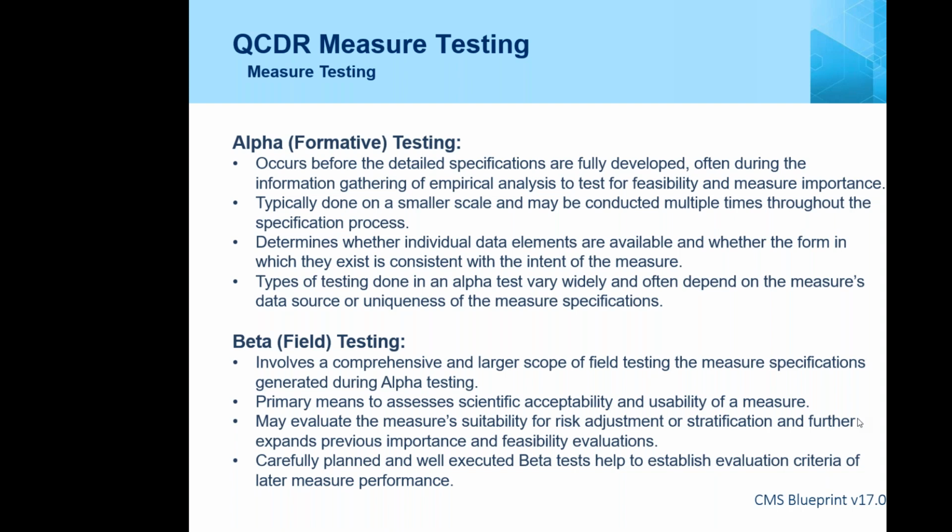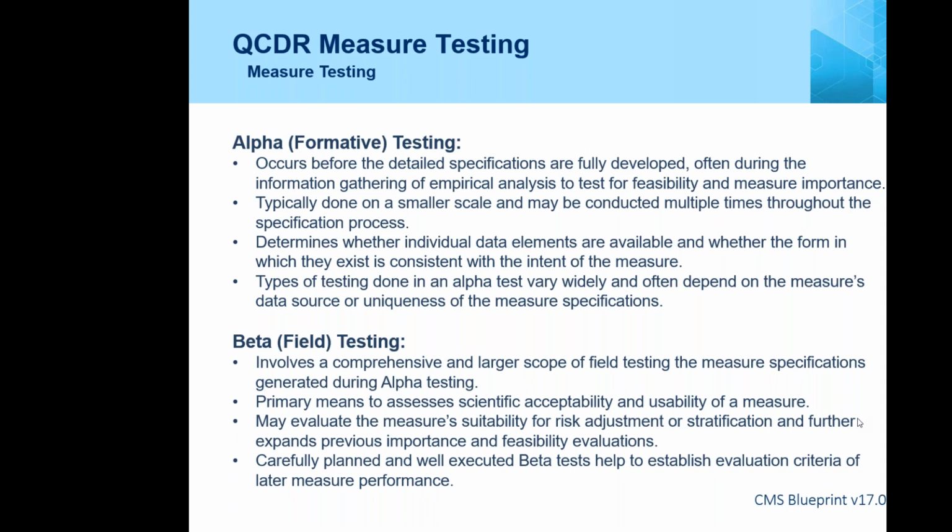This alpha testing also helps determine whether individual data elements are available and whether the form in which they exist is consistent with the intent of the measure. The types of testing done in an alpha test vary widely and often depend on the measure's data source or uniqueness of the measure specifications.